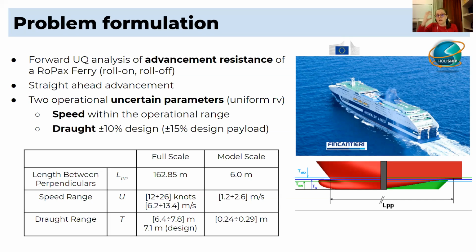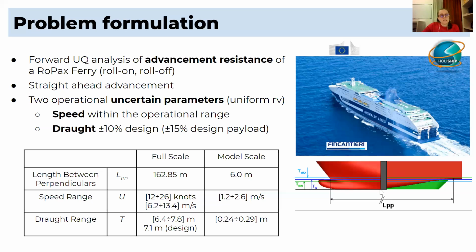The quantity of interest, what we are interested in, is the resistance to advancement of this ferry. We consider it in straight-ahead advancement. As I said, we have two uncertain parameters, the speed and the payload. Instead of considering the payload, we actually work in terms of draft. We assume that they are uniform random variables, and then of course we have to give certain ranges for them.